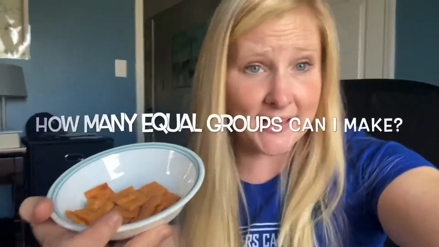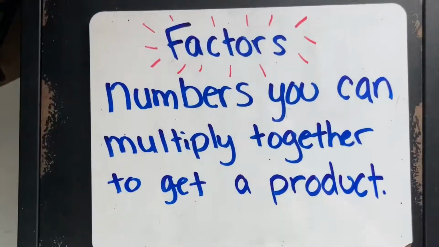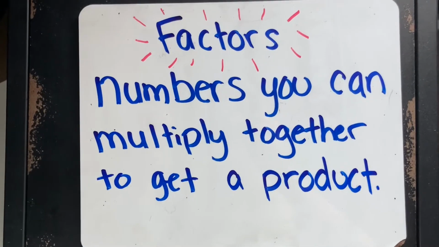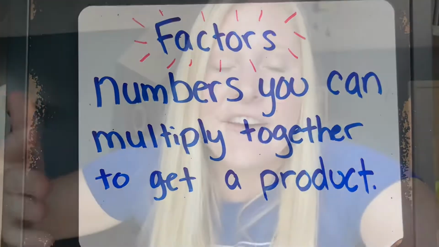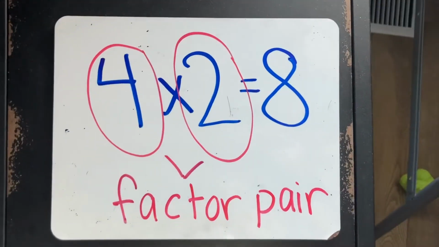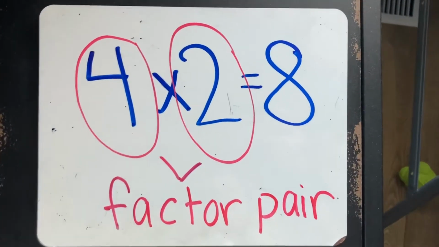So that leads me to a question. I'm eating 18 Cheez-Its. How many equal groups of Cheez-Its can I make? How am I supposed to figure that out? We gotta figure out the factors. What's a factor? Factors are numbers you can multiply together to get a product. Every multiplication equation has factors. And two factors that give you a product are known as a factor pair.